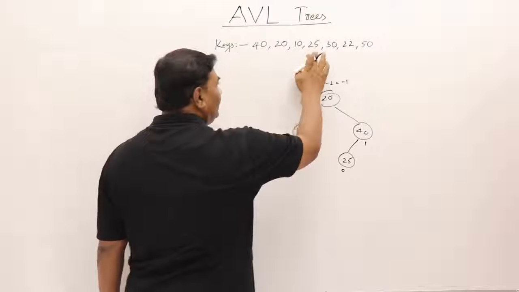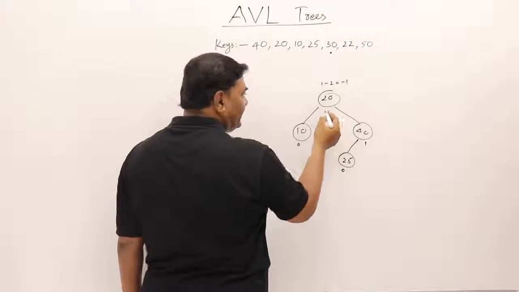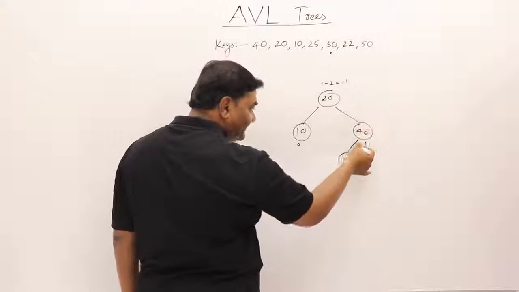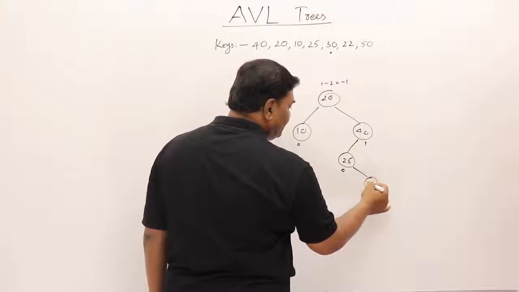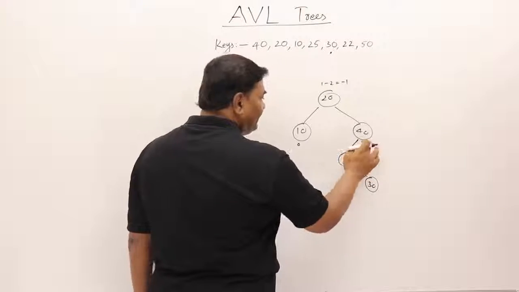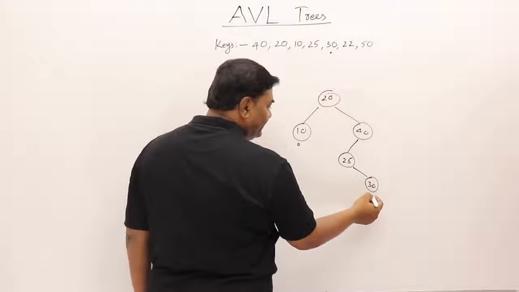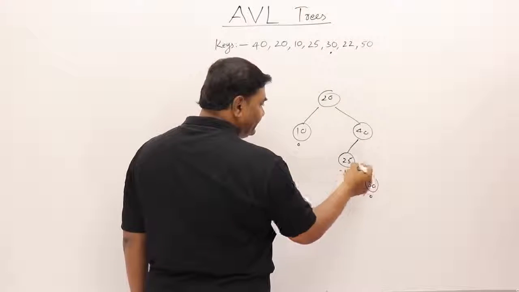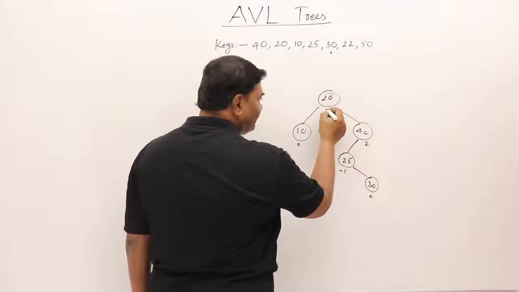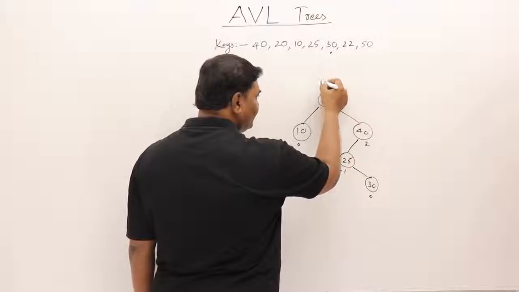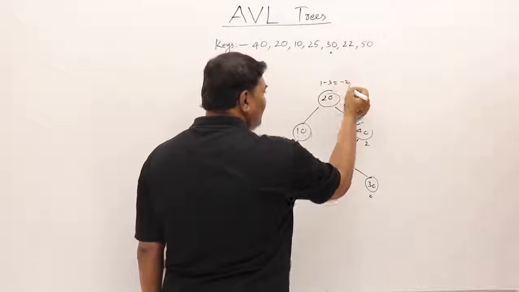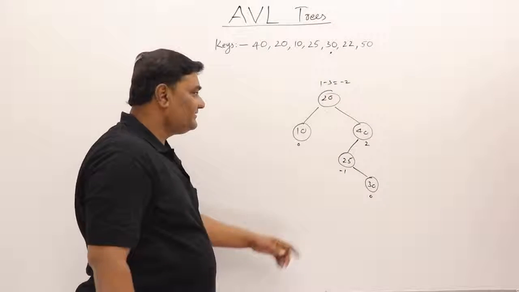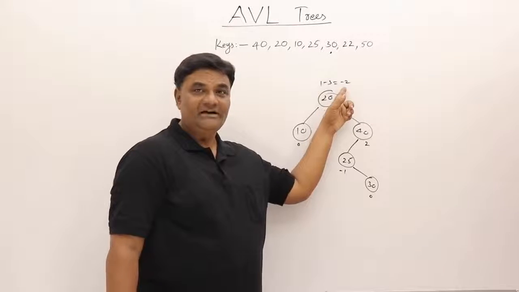Next, 30. 30 comes on right side of 20, left side of 40, but right side of 25. So 30 comes here. Update balance factors. Balance factors are 0, and this is minus 1, and this is 2, and this is minus 2. This is 1, minus 1, 2, 3. So this is minus 2. Oh, 2 nodes became imbalanced. This is also imbalanced, this is also imbalanced.